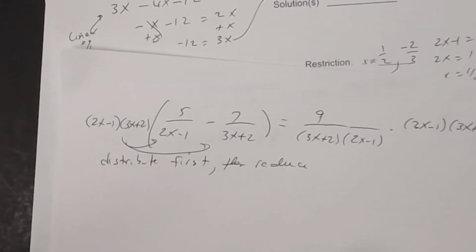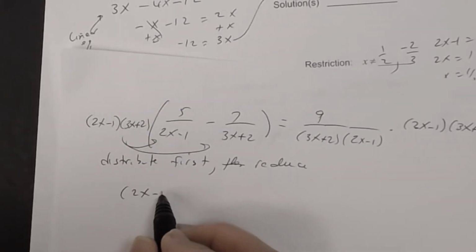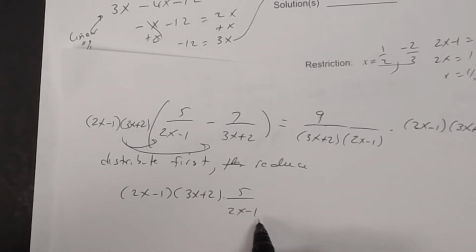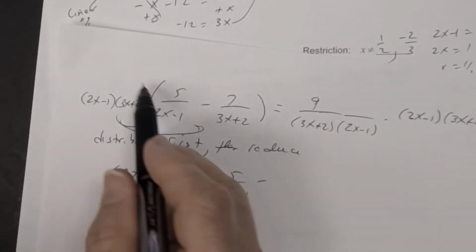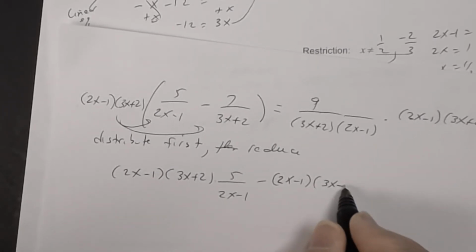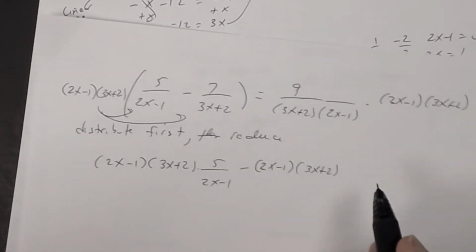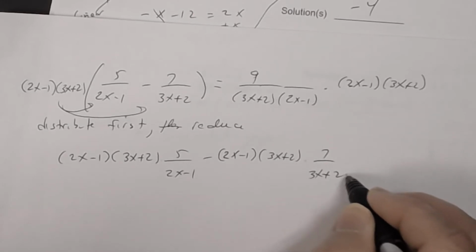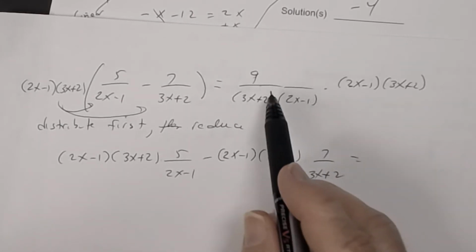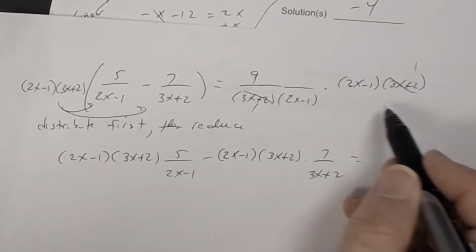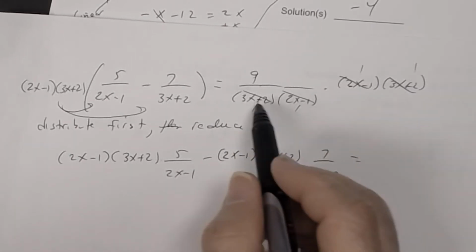Okay, so we get the LCD times the first rational expression. Write it out so you don't make a mistake. Just like that. Minus the LCD times the second rational expression. Equal. Now I'm running out of room, so I'm going to go ahead and reduce here. So the 3x plus 2's divide out, right? The 2x minus 1's divide out. So notice you get 1's in their place.